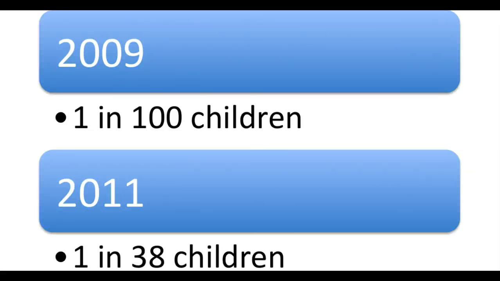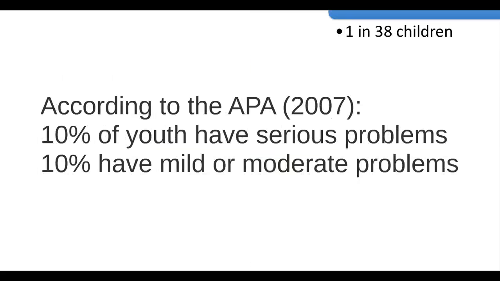I mean, we talked about things being statistically rare, but there's a lot of things that can go wrong with kids. There's speech disorders, attention disorders, learning disorders, motor and tic disorders, all sorts of different things. So what do you think the total number of kids with some sort of psychological problem is? What would your guess be? Well, according to the APA in 2007, about 10% of youth have serious problems, and an additional 10% have mild or moderate problems. So about 20% of kids.